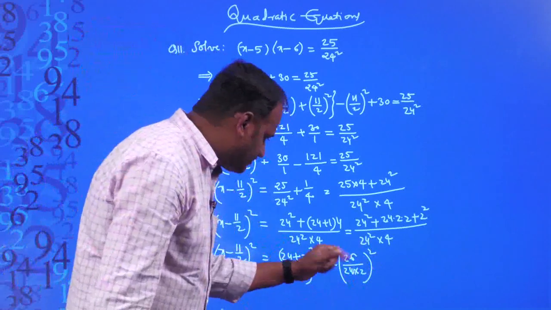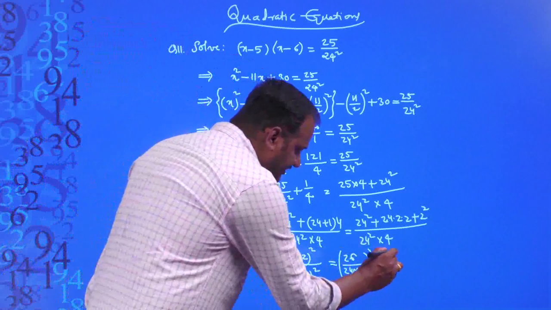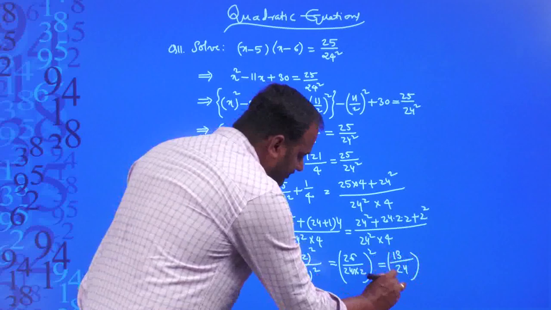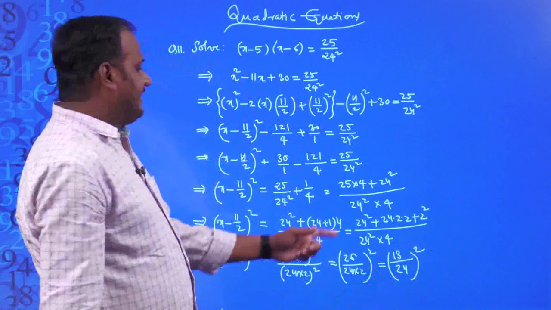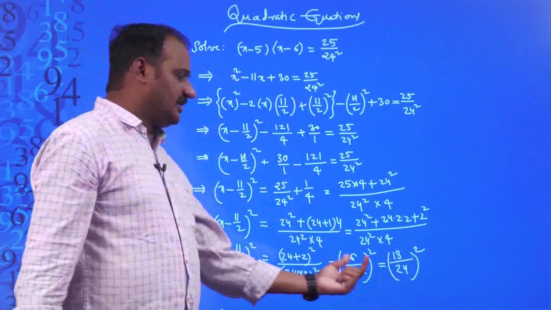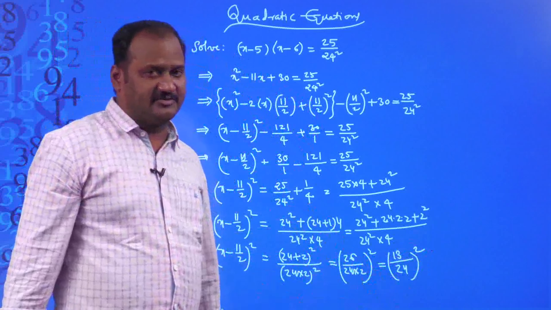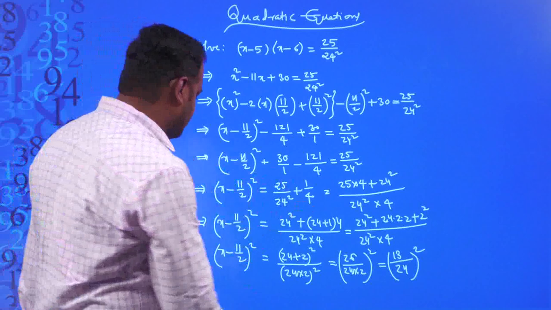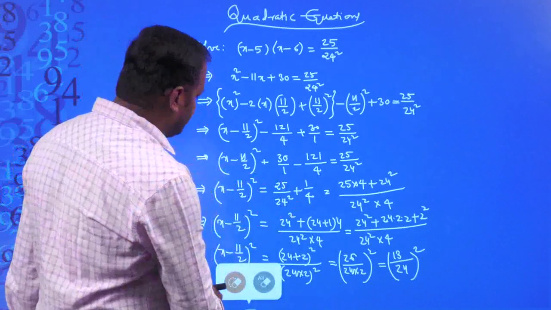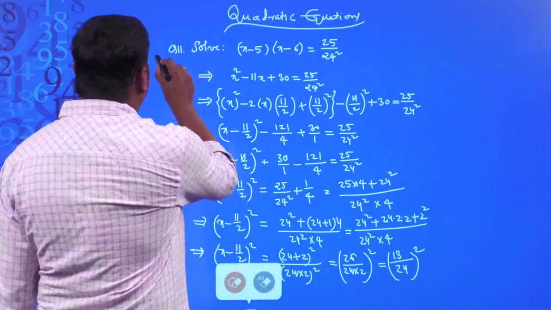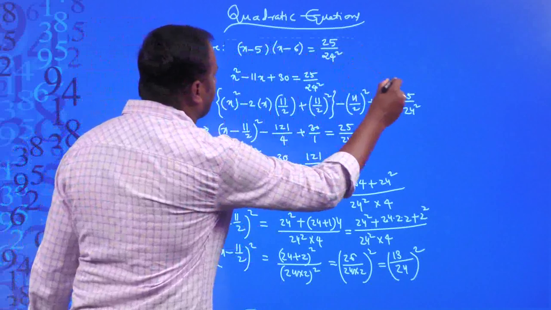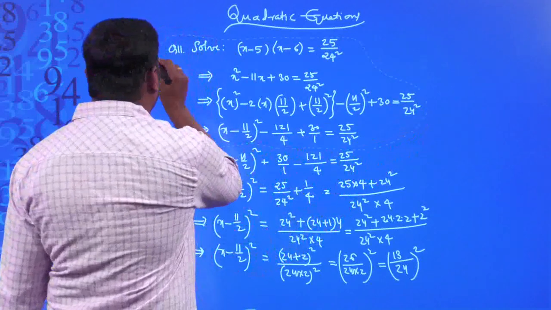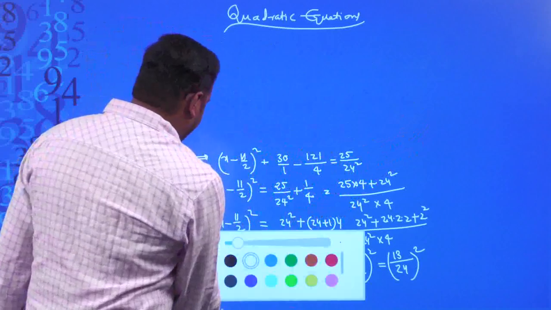See here, 2 ones and 2 thirteens are 26. So, the numerator is going to be 13 and the denominator is going to be 24 whole square. See, the right hand side term of this equality is 13 divided by 24 whole square. It's a simple number. So, easily you can figure it out. So, I am going to erase a few steps of this problem.